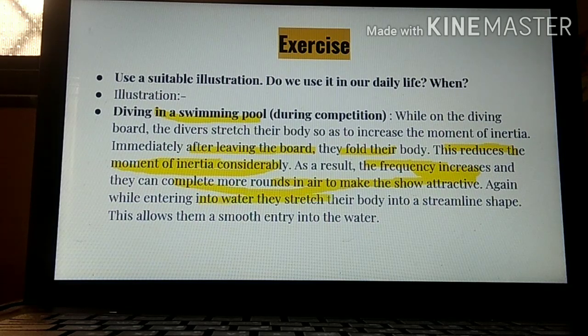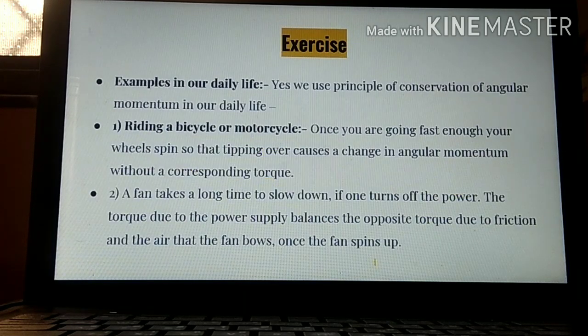Again, while entering the water, they stretch their body into a streamlined shape. This allows them a smooth entry into the water. I have explained this more nicely in the previous video, so those who have not seen that, kindly see that video.